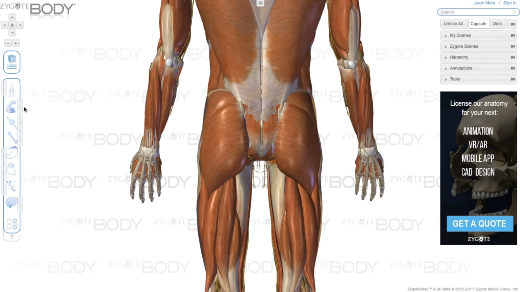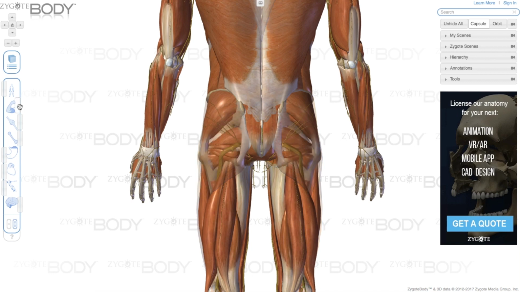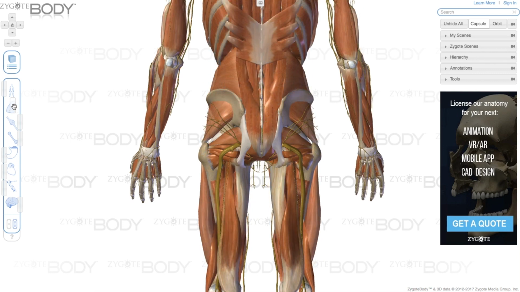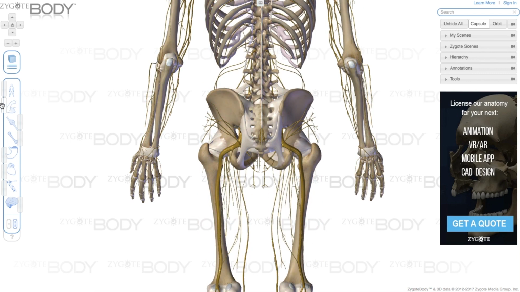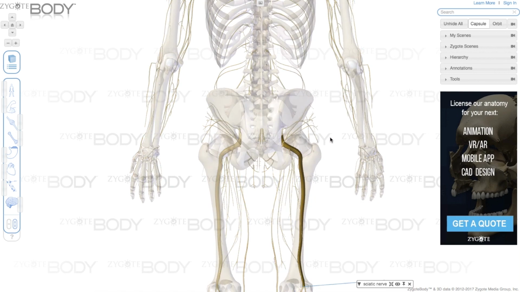So here's the anatomy of the hip. Let's just focus on the back. In this video, we're really going to focus on the back. Let's also start from the deepest layer, which is this: your bones, your ligaments. This yellowish thing that you see over here is basically your sciatic nerve.